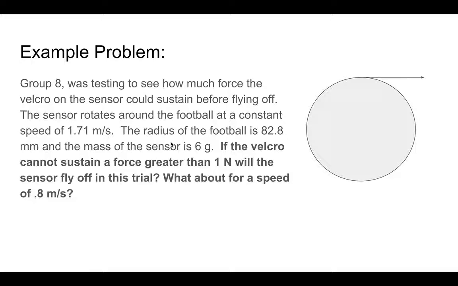Group 8 was testing to see how much force the Velcro on the sensor on a football could sustain before flying off. The sensor rotates around the football at a constant speed of 1.71 meters per second. The radius of the football is 82.8 millimeters and the mass of the sensor is 6 grams. If the Velcro can't sustain a force greater than 1 Newton, will the sensor fly off in this trial? What about for a speed of 0.8 meters per second?